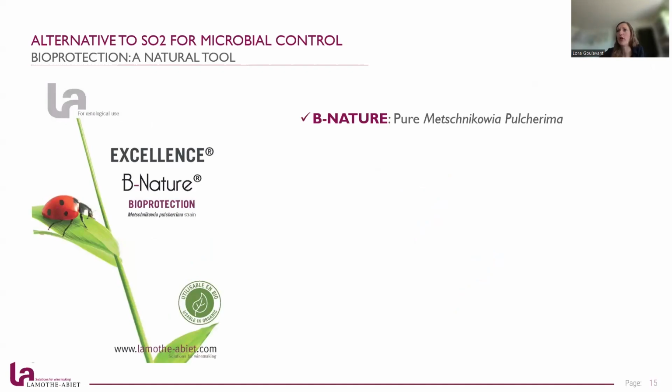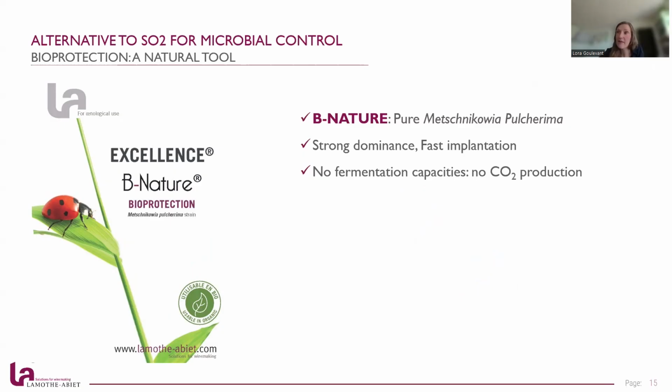So just a few words on Binature. Binature is our pure Metschnikowia pulcherrima strain. It has a strong dominance and fast implementation on grapes or in the must. We selected this specific Metschnikowia pulcherrima because it has no fermentation capacities, so it's safe to use for cold soak or pre-fermentation maceration. So no CO2 production, so you can easily settle your must before racking off. It does have a high oxygen consumption, meaning that you can also avoid any oxidation of your must or your grapes.